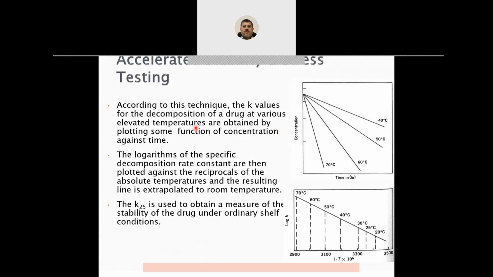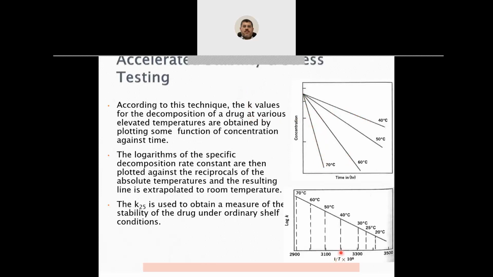If you have first order reactions, you plot log concentration versus time and get linear relationship lines, different lines. As you see here, the steeper the line, the faster the degradation. At higher temperature, degradation is faster. At lower temperature, degradation becomes slower and slower. You can calculate K from the slope of each line. So you get the K values for the drug at different temperatures.